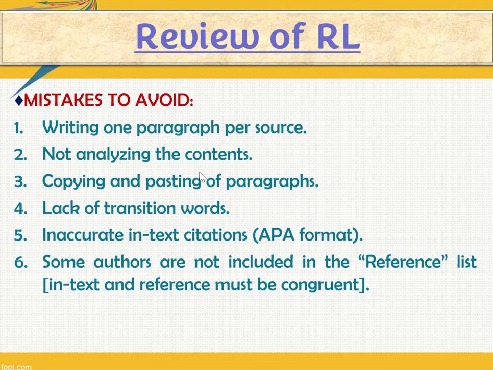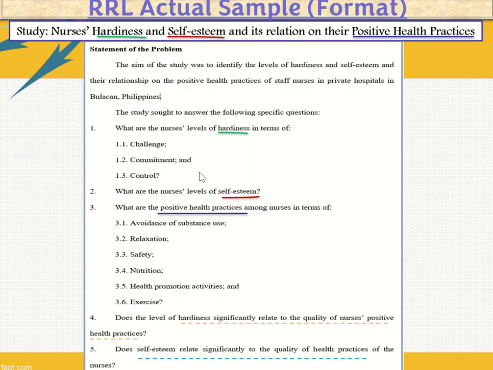And then another mistake to avoid, some authors are not included in the reference list. So in-text at saka yung reference list must be congruent. Kung ano yung nilagay sa in-text citation, it must be reflected in your reference list. And then vice versa. Kung ano yung nasa reference list must be used as your in-text citation. So this one pala may references. My reference here is Jocelyn Gagalang 2021 in her YouTube discussion as well.